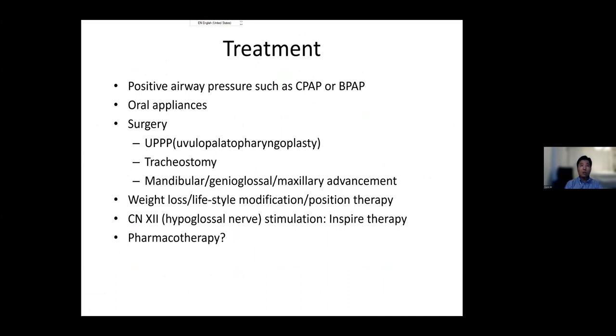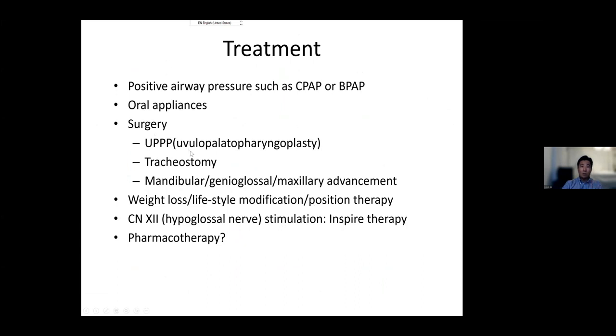How do we treat? The norm of the treatment is PAP, positive airway pressure therapy, either using CPAP or BiPAP. Alternatives, in those who cannot use CPAP or BiPAP, may be oral appliance therapy for a mild form of sleep apnea, or for more severe forms of sleep apnea, what's called Inspire therapy. You probably started seeing a lot of Inspire therapy in TV commercials recently. It's stimulating one of the nerves that control the airway, especially the tongue muscles.